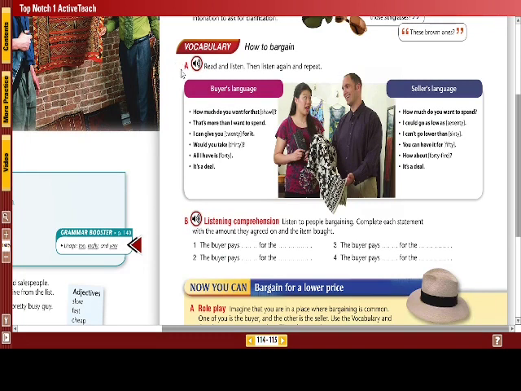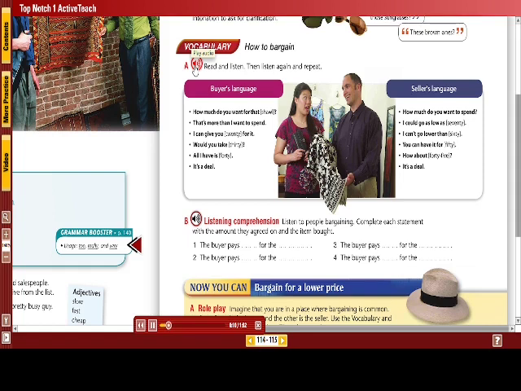There are some expressions that you can use when you're bargaining in a shop or in a mercadillo. So, let's listen to them. Page 115. Vocabulary. How to bargain. Exercise A. Read and listen.